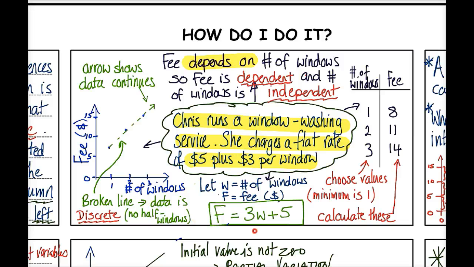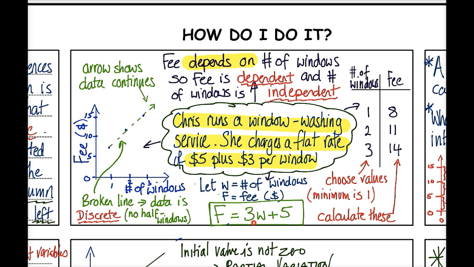Down here we've got the equation, and this is sometimes the most difficult part for students to write. But if we look at it, once we've defined our variables, let W be the number of windows and F be the fee in dollars, then this equation does describe the relation. So F, the fee, is equal to 3 multiplied by the W, $3 per window multiplied by the windows, plus $5 as the base fee. So this equation here represents the same relation.